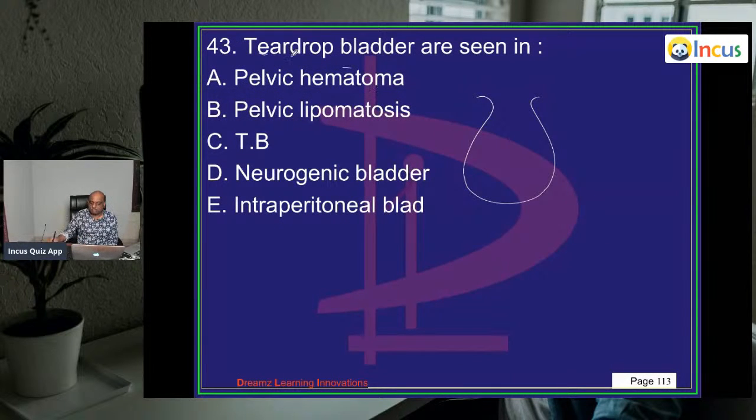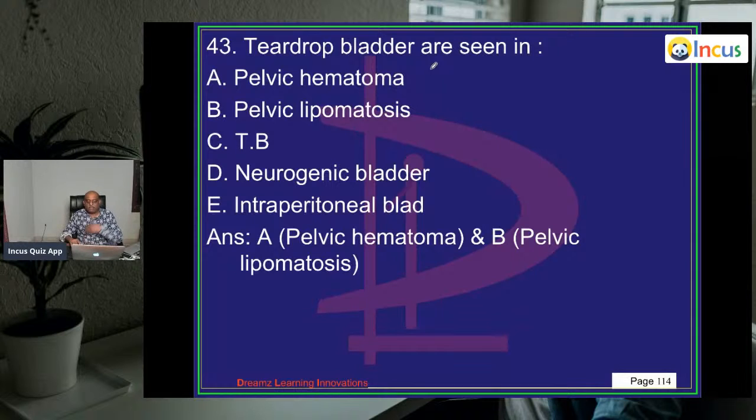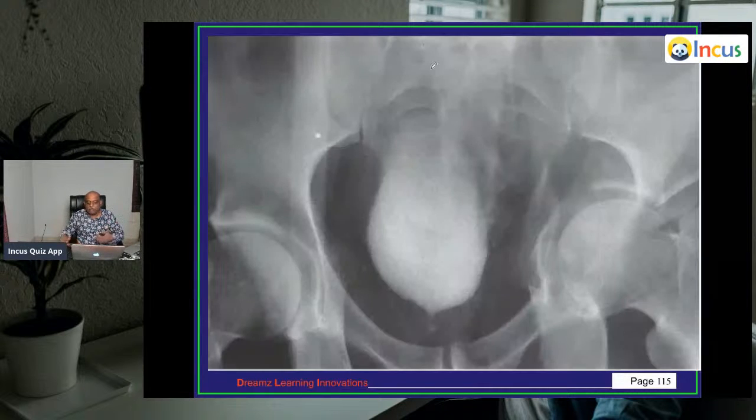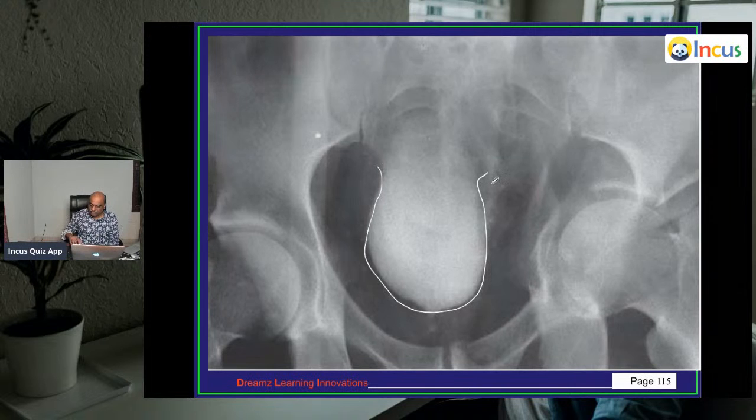Teardrop bladder, where do we see? Whenever there is any pelvic hematoma or a pelvic lipomatosis. So this is a pelvic hematoma leading to teardrop appearance of the bladder is what you have to remember.